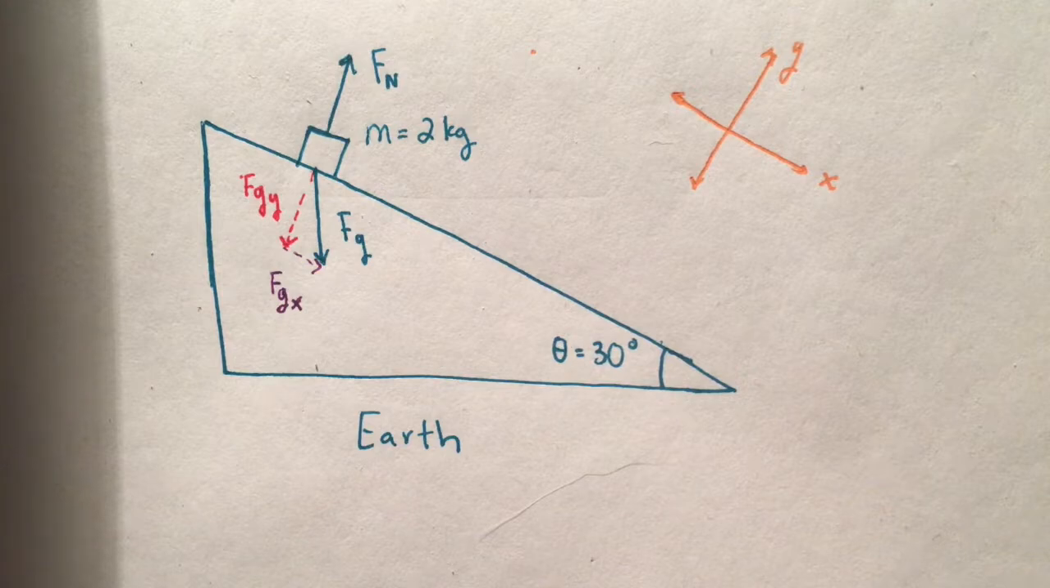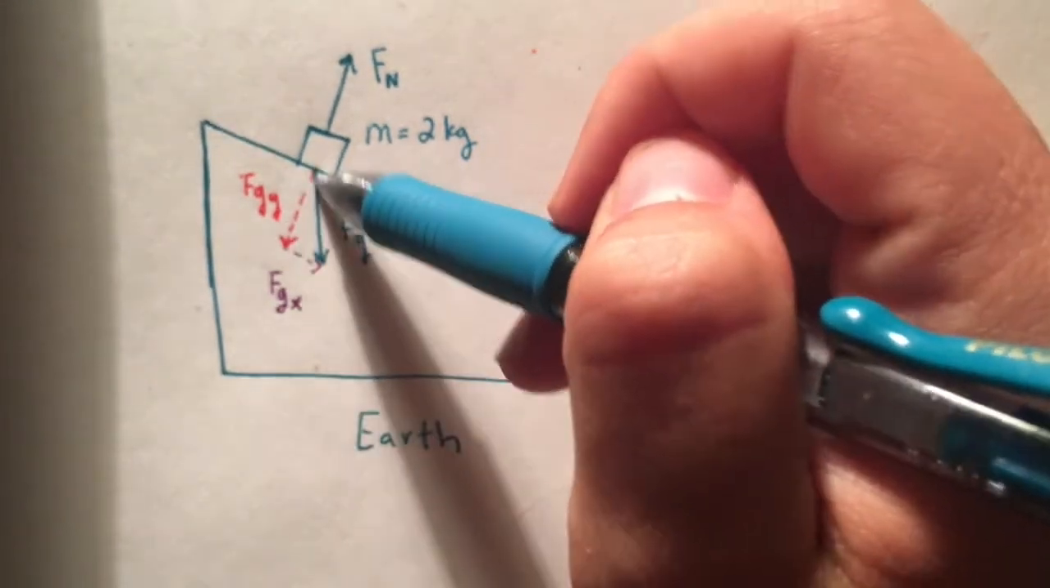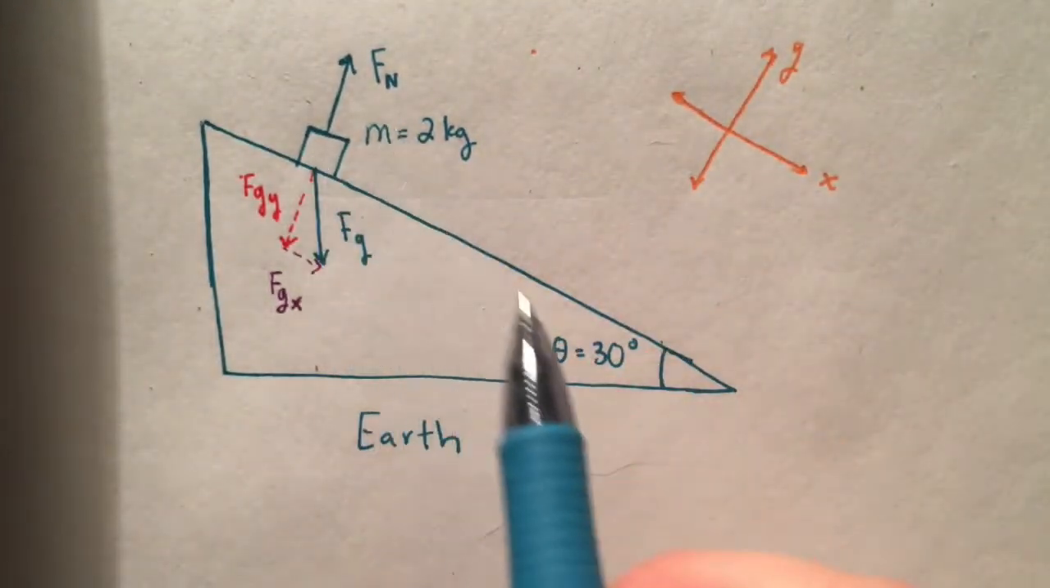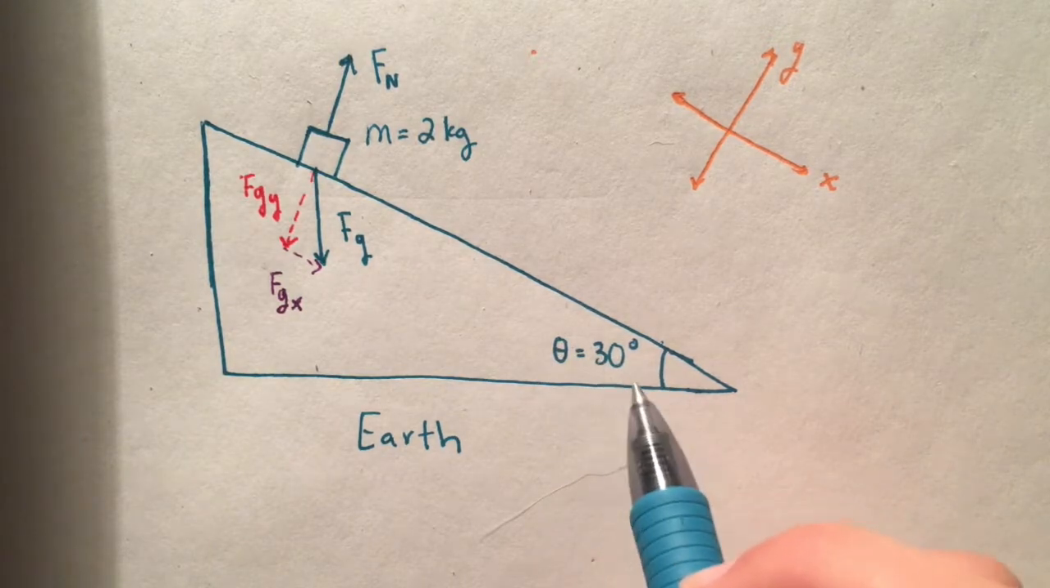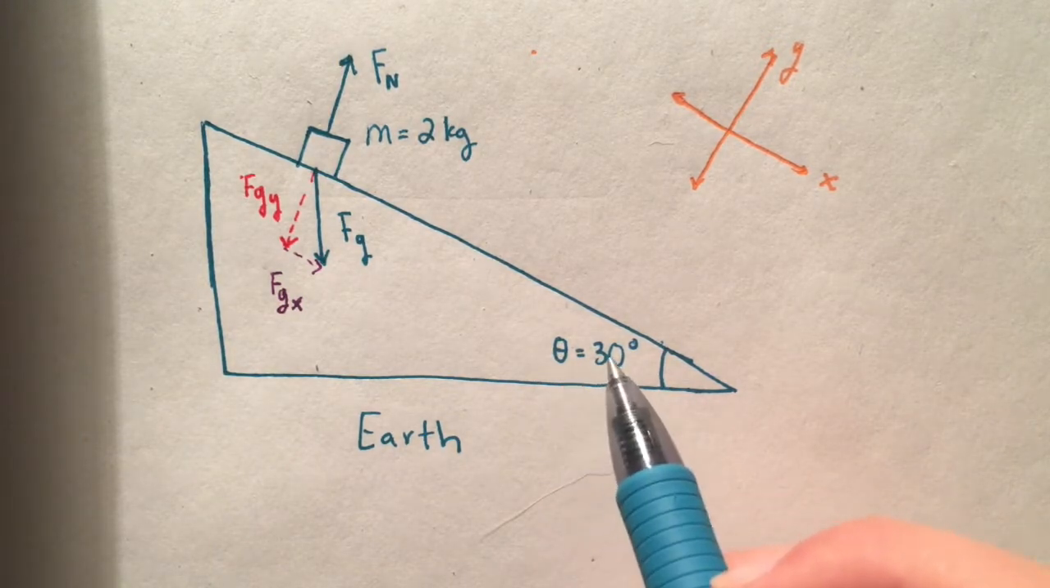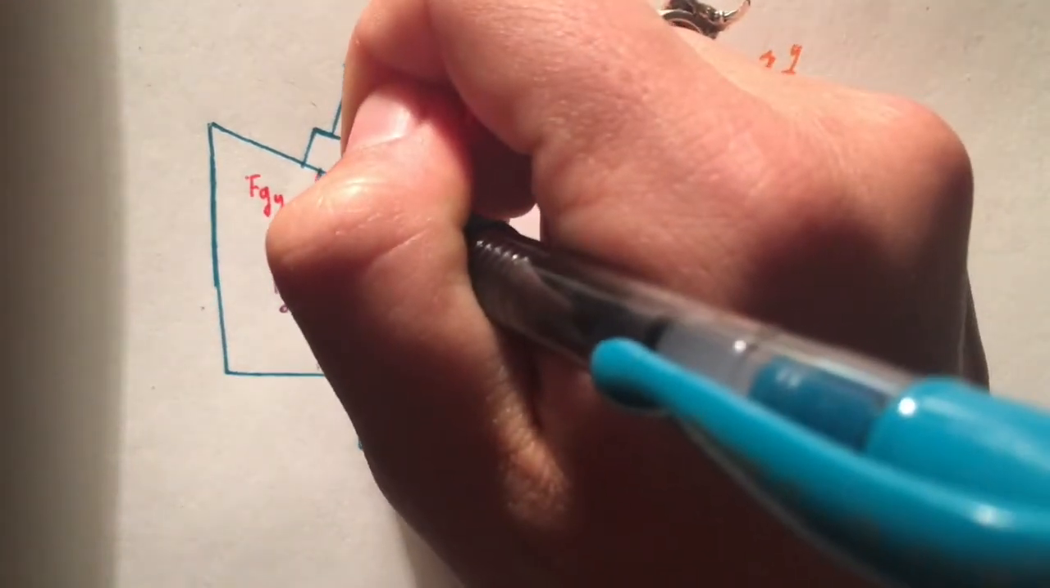So when you make this triangle, the other thing to note is that the angle right here between the red arrow and the blue arrow is the same as the angle of the inclined plane. So this theta here, the 30-degree angle, is always going to be the same as the upper angle of your triangle here. So I'm going to call this theta.